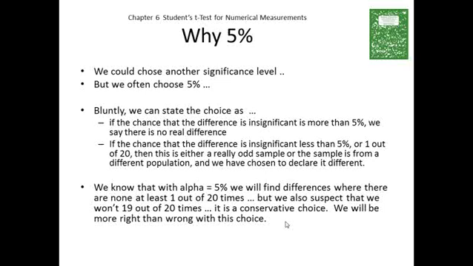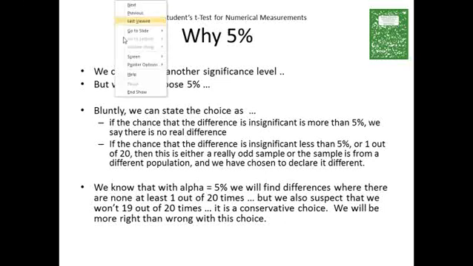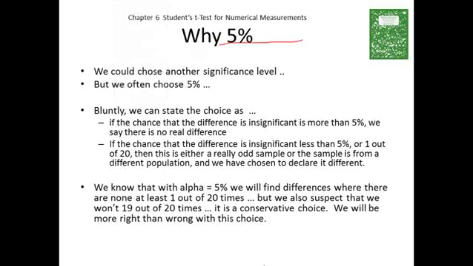Now, we know that with an alpha of 5%, we will find differences between samples where there are none at least 1 out of 20 times. But we also suspect that we won't 19 out of 20 times. So it'll be much more right than wrong. And in some ways, 5% is just simply a conservative choice. And we'll be more right than wrong with this choice, so we're going to go with it because it seems okay. As I said, we will return to this question in Chapter 10.